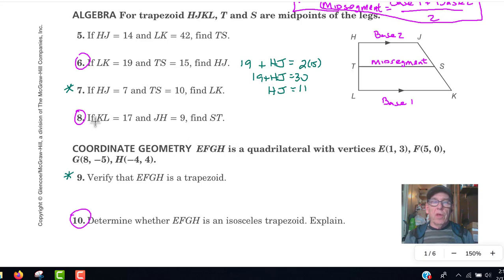So you've got to do the same thing for number 7. Let's look at number 8. Change colors up here. If KL is equal to 17 and JH is 9, so this is the pattern where we've got 17 plus 9 divided by 2 is equal to the mid-segment length, which is ST. So 17 and 9 is 26. 26 divided by 2 is 13. So 13 is the answer for number 8. Then, okay, you guys need to do number 7 if you want full credit.